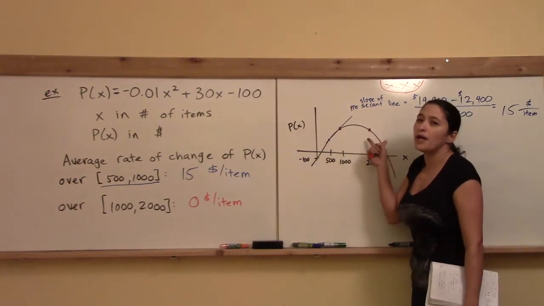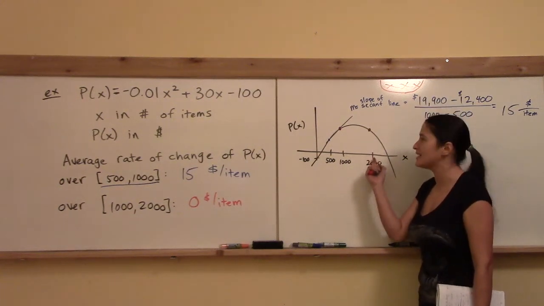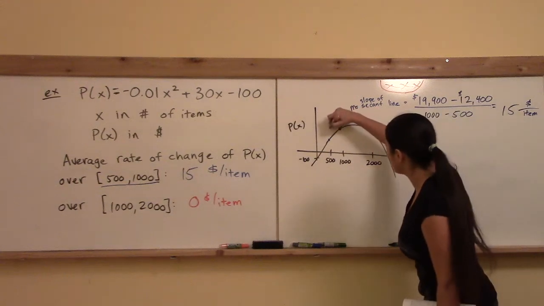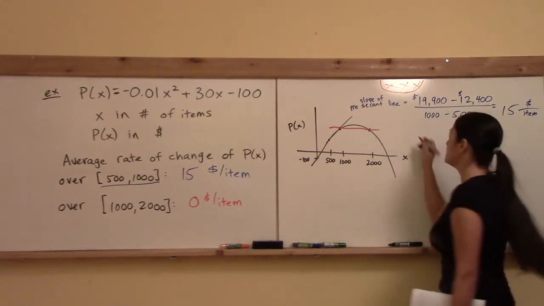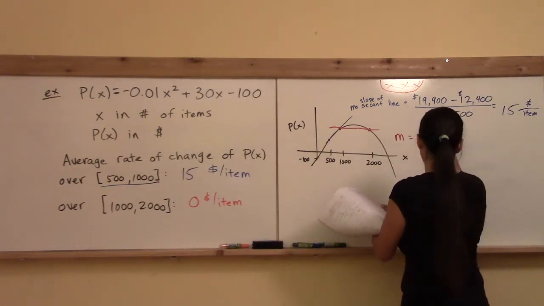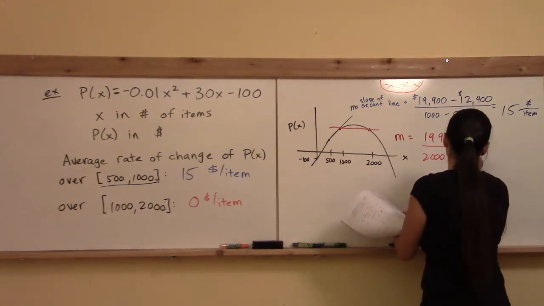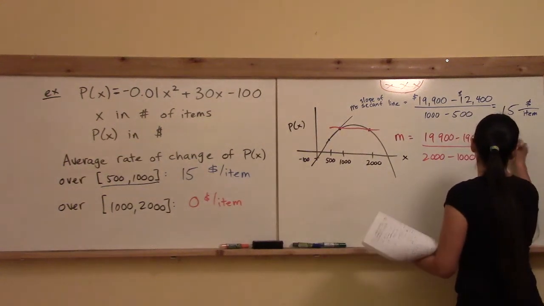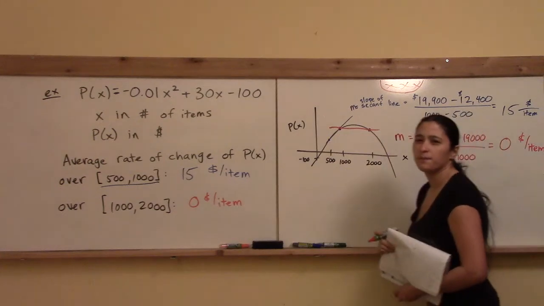But at some point, my profit starts to go down. And if I produce more, I'm actually going to get less money. And it turns out that 1,000 and 2,000 exactly hit on the same height. Okay? So the slope of this secant line M turns out to be 19,900 minus 19,900, divided by 2,000 minus 1,000, and because we got the same y value on top, that's why we have $0 per item.